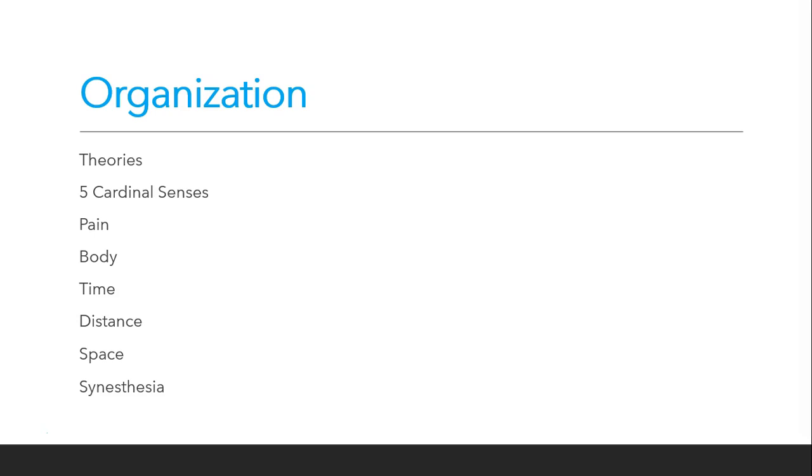To give you a sense of where we're going, let's take a look at how the class is organized. We'll first consider two theorists who have weighed in on the relationship between perception and cognition. We'll first consider Gibson and his notion of affordances, and then we'll turn next to Neisser. Then we'll turn our attention to the five cardinal senses: seeing, hearing, smelling, tasting, and touching. That'll take us up to the midterms. Then we'll turn our attention to more complex sensory perceptions, including pain, body, time, distance, space, and we'll finally end the course by discussing synesthesia.